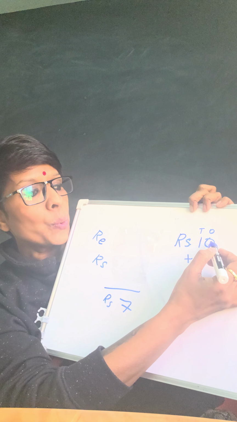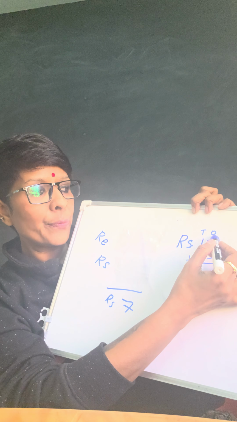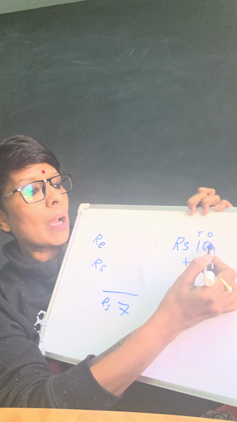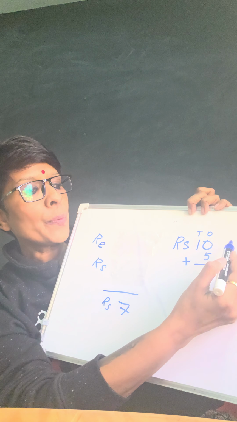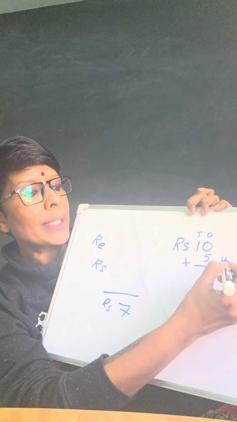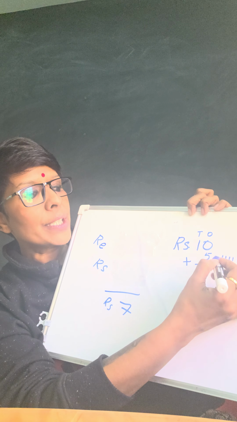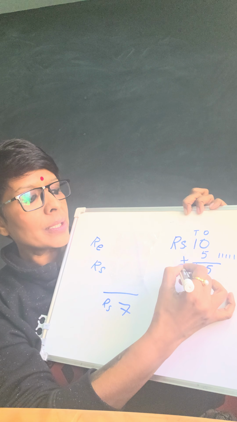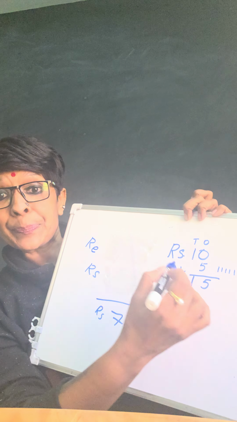If we are doing it like this, it's always better that we start with the ones. So 0 plus 5, you can draw 5 lines. 0 plus 5 is 5 and the 1 comes here. So this is rupees 15.